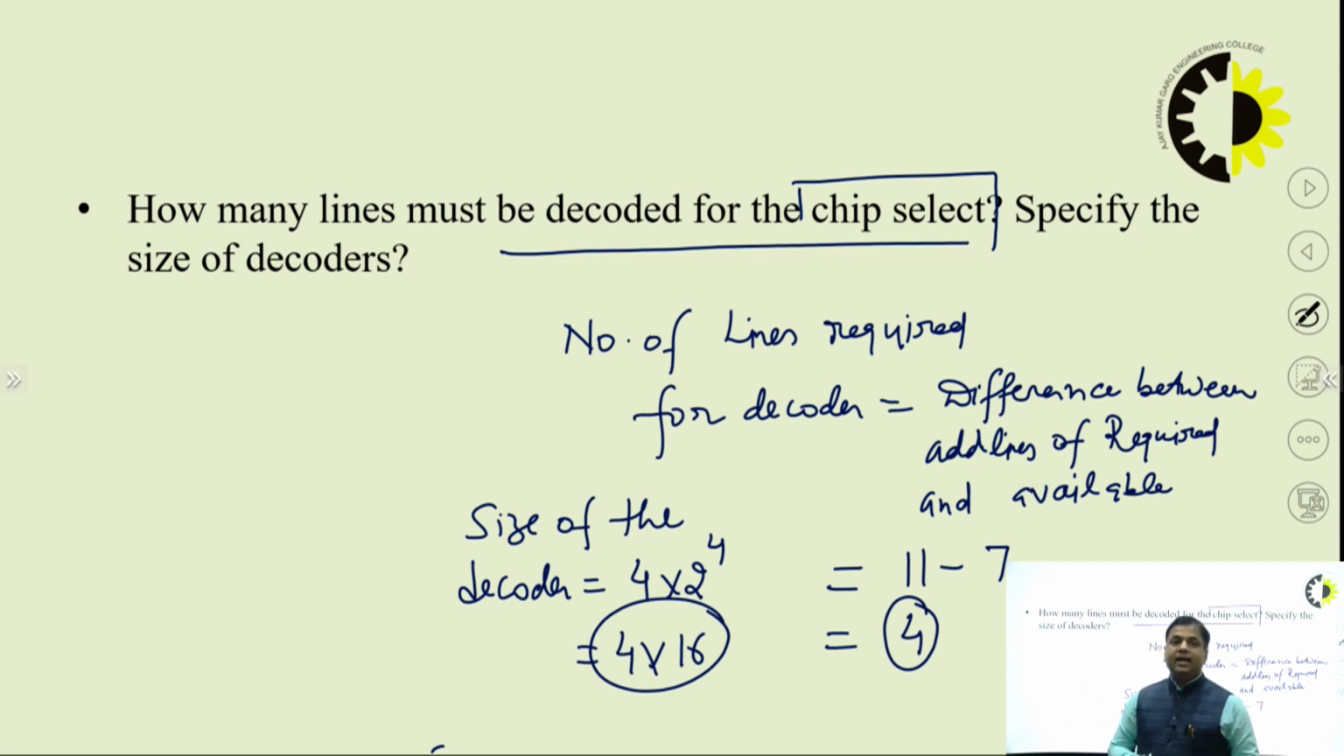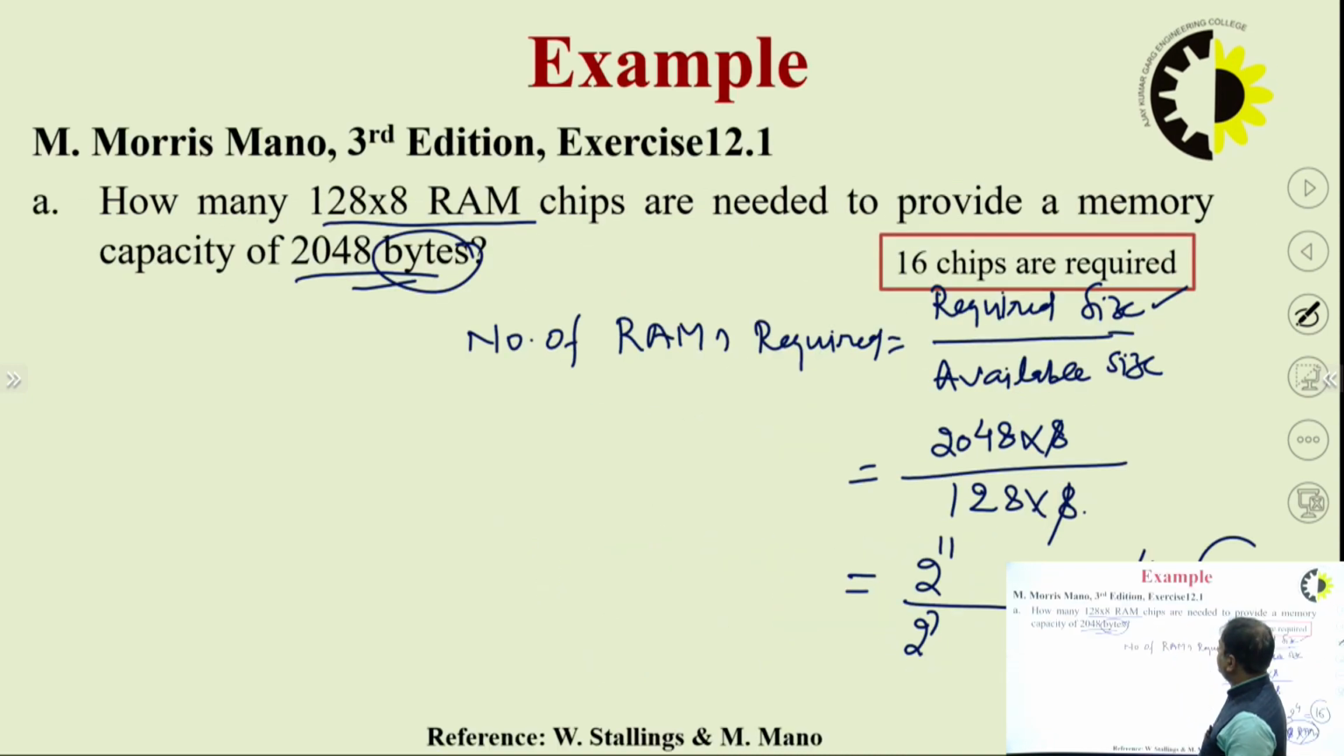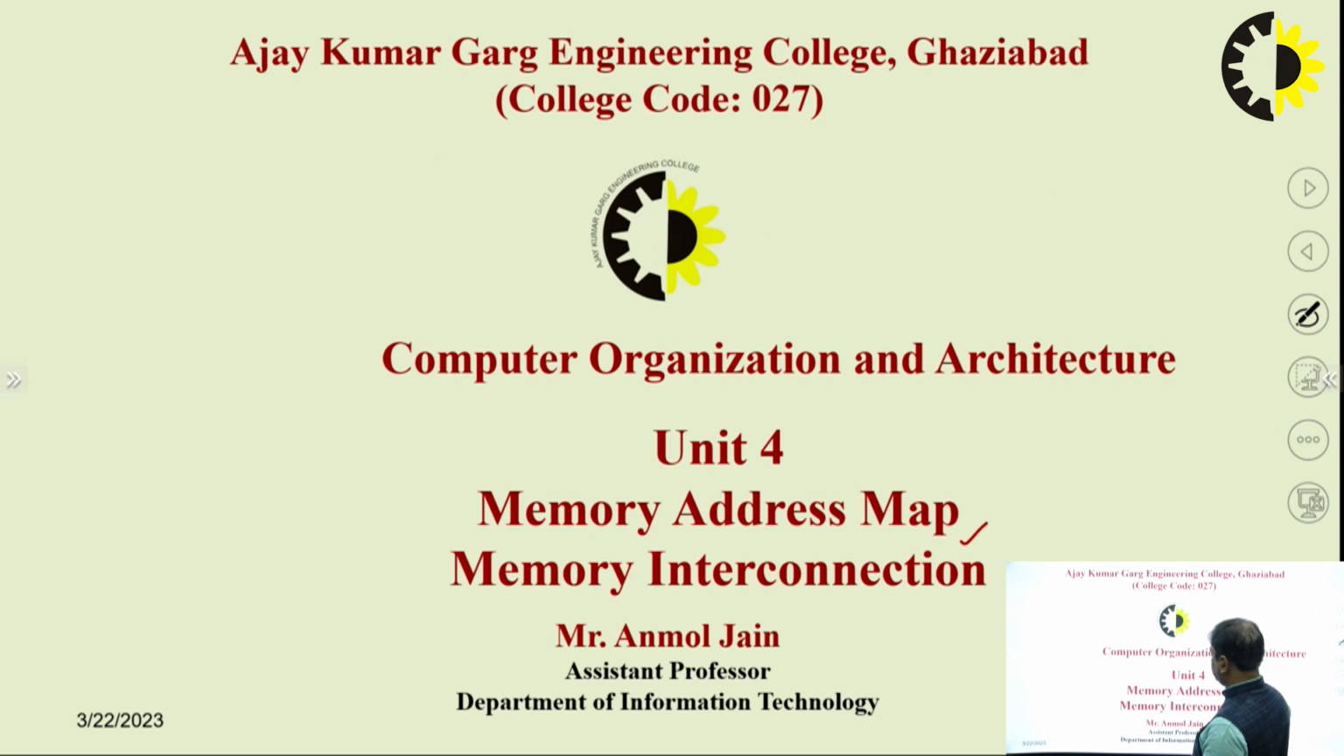So, in this way we can compute the number of address lines and data lines required to design a higher size of memory, and how many bits are required for the decoder, and what should be the size of the decoder, right. So, I just repeat once again, right.